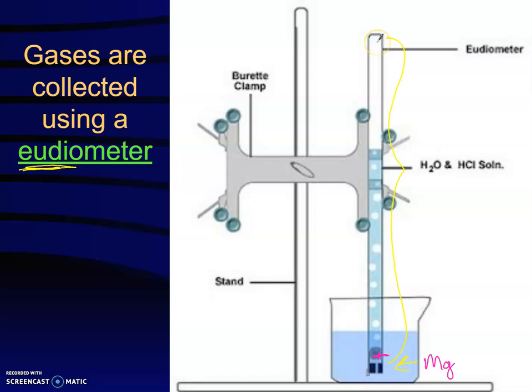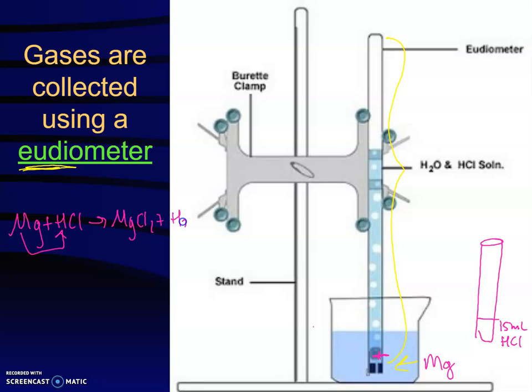I fill up a eudiometer right side up. So here's the opening, here's your eudiometer. I fill about 15 milliliters of hydrochloric acid. So we are doing the single replacement reaction, Mg plus HCl. The magnesium comes in, replaces the hydrogen, and we get MgCl2 and H2 gas produced, and we collect hydrogen. This obviously needs to be balanced, but we see that we have two HCl's in here.